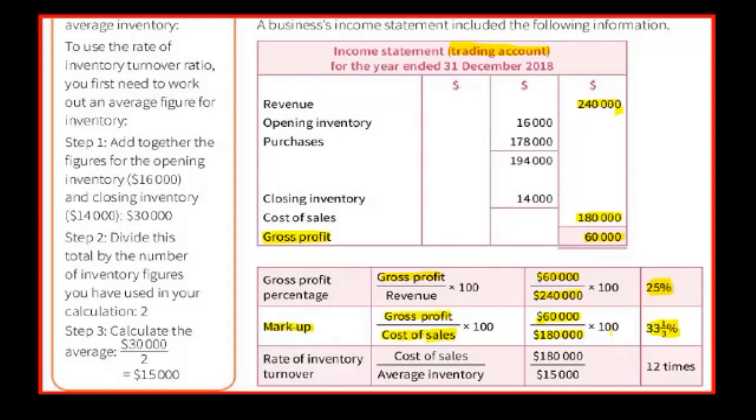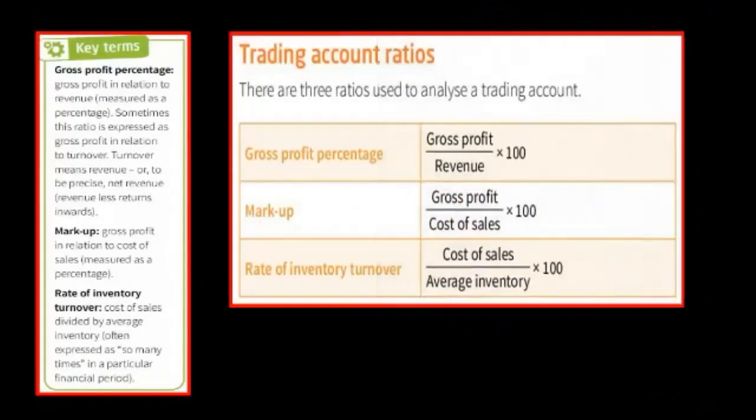The rate of inventory turnover is the cost of sales, same figure from here, divided by the average inventory, right? Now we have to work out this 15,000 here first, and we get a number of times. Notice we didn't multiply it by 100, right? So this one here is an error, a typo.